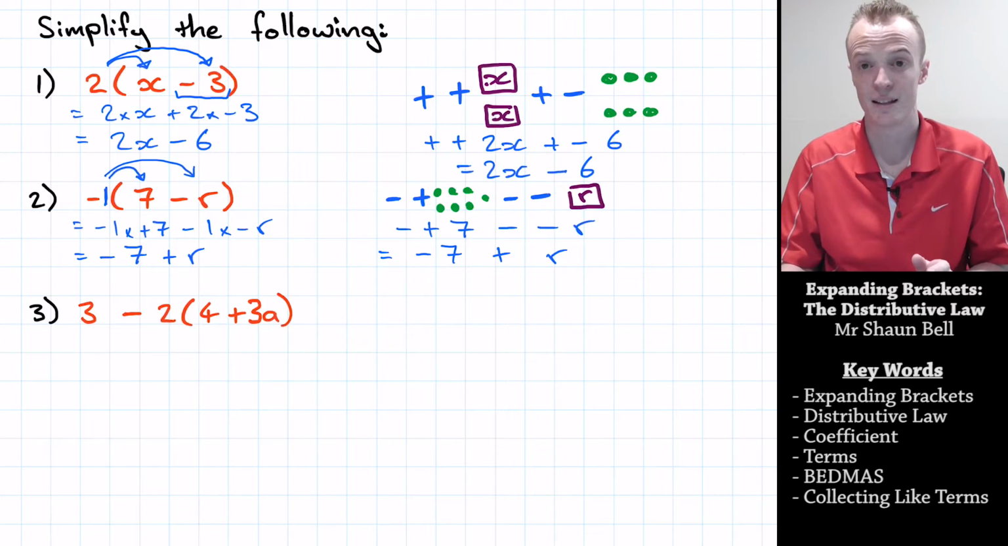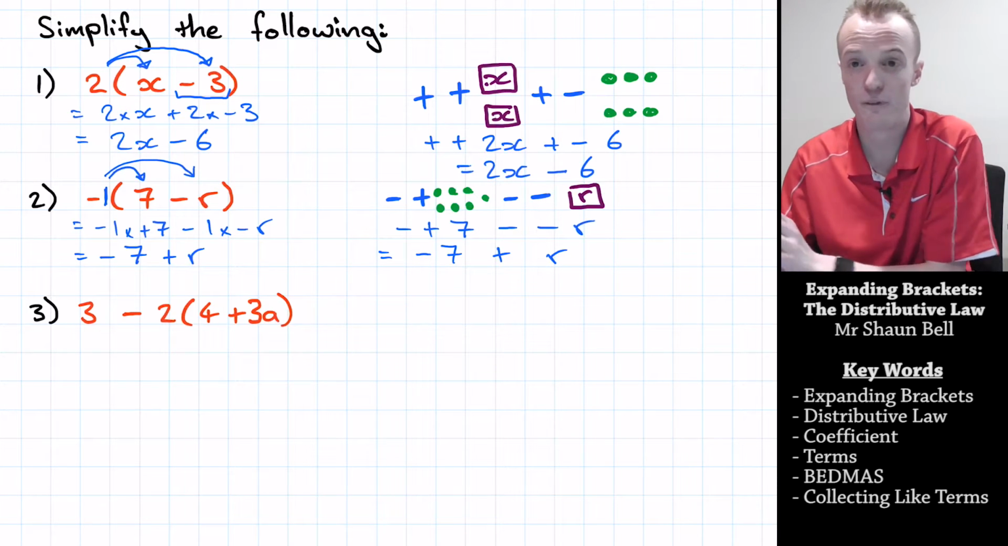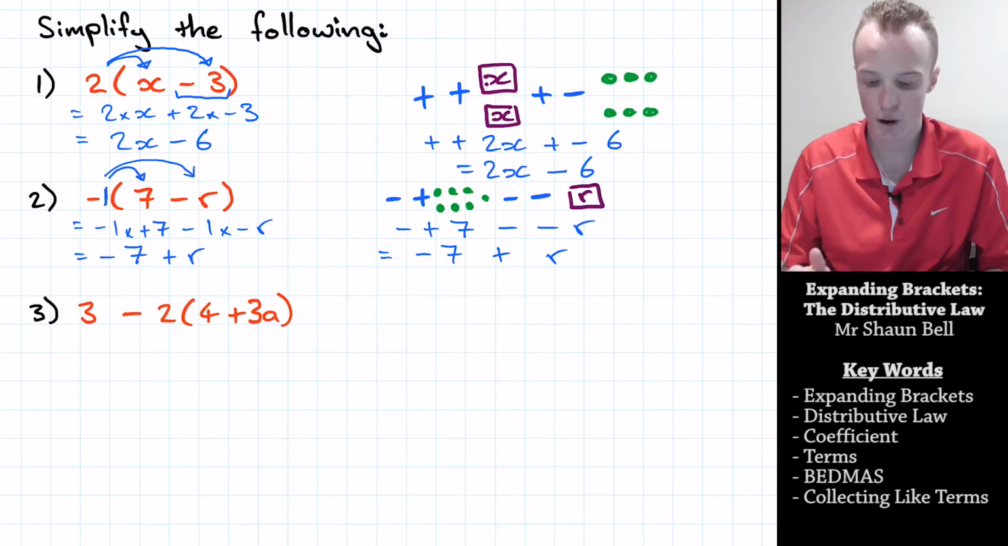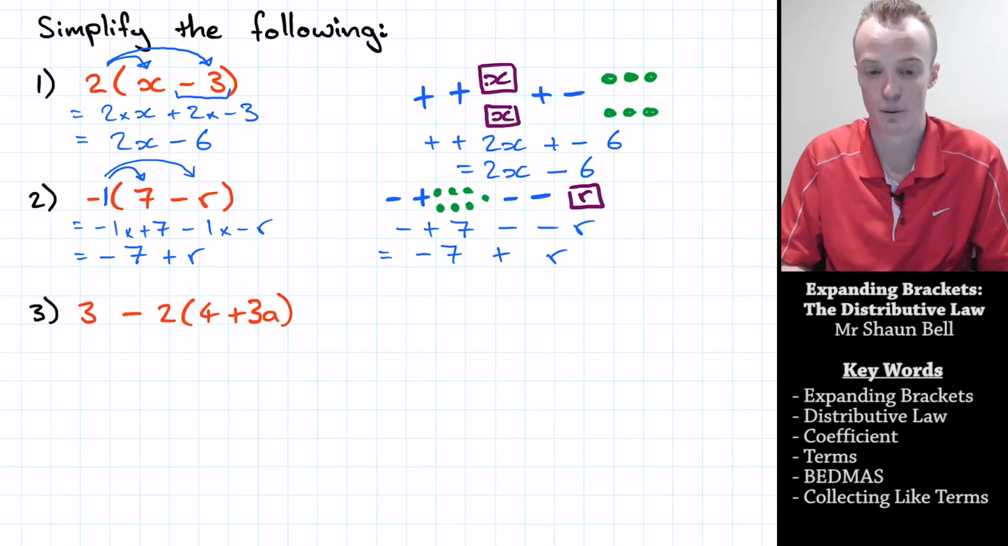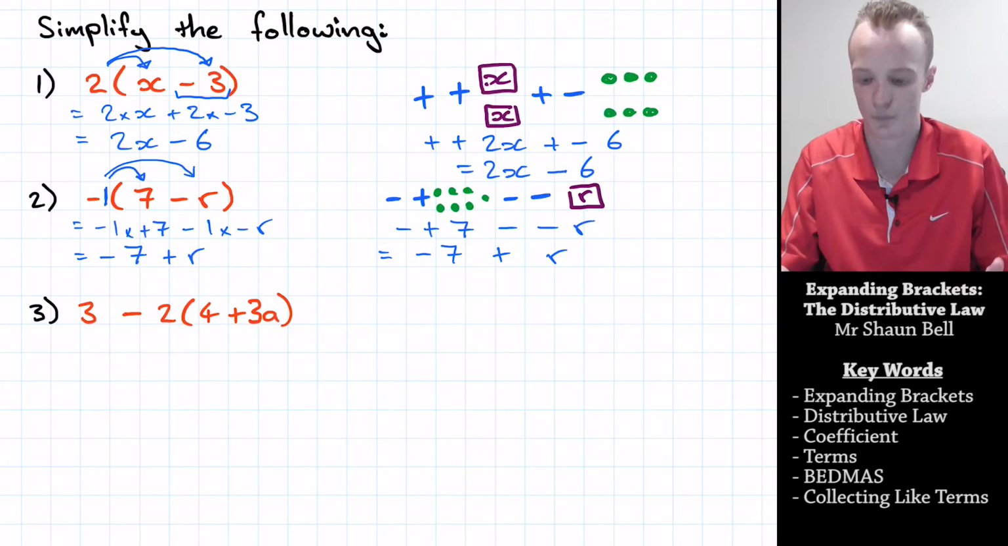Now, BEDMAS says that we should actually be doing that multiplication thing before we do the addition. So we've actually got to deal with the right hand side of the problem and ignore this for a moment before we deal with the left hand side. So let's show visually the right hand side of the problem.